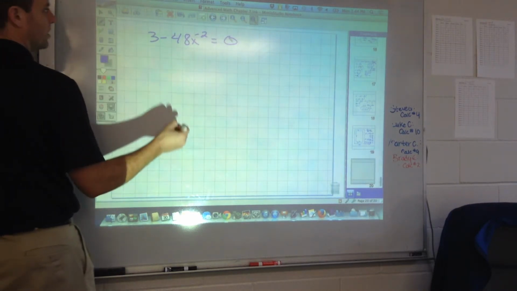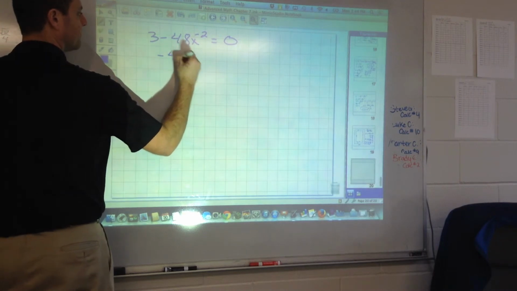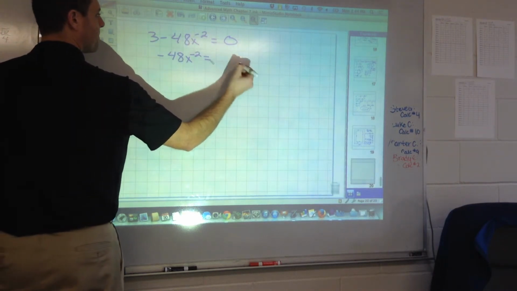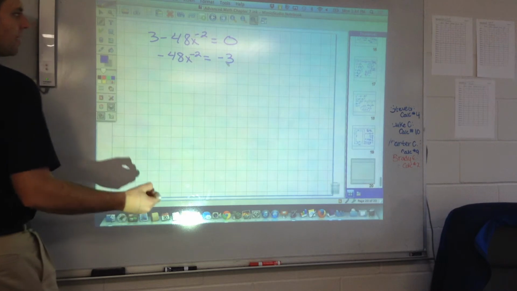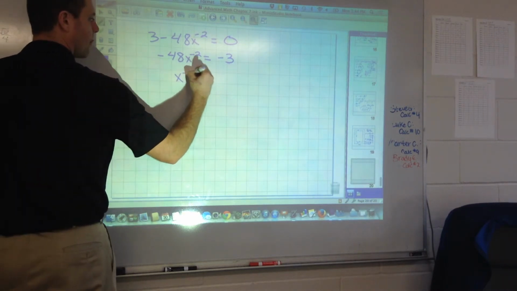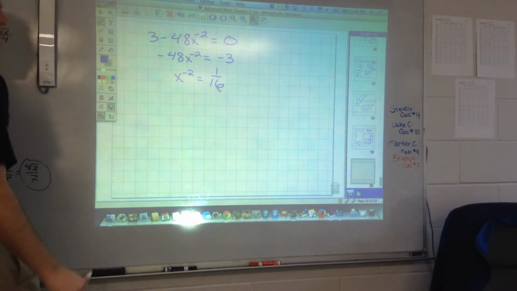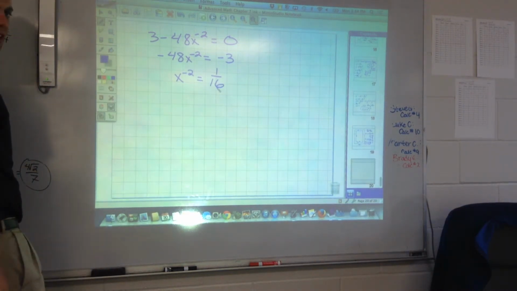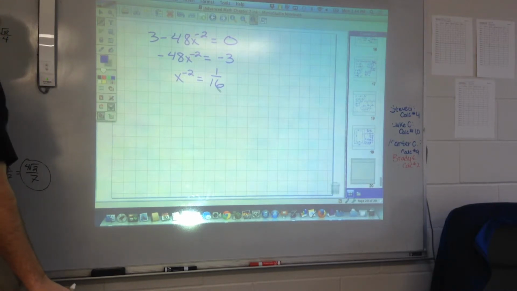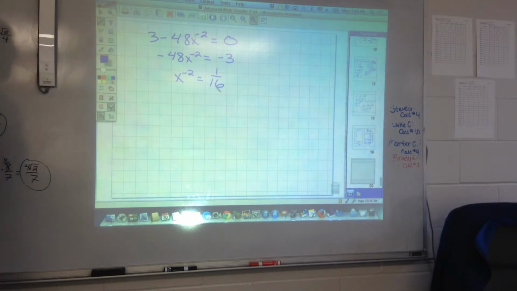So subtract 3. Divide by negative 48. How about raise both sides to the negative 1/2 power? That works. I just do it to the fraction on the calculator.